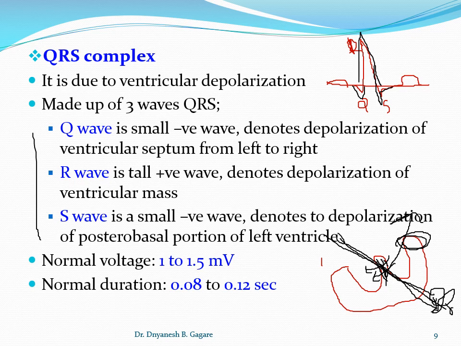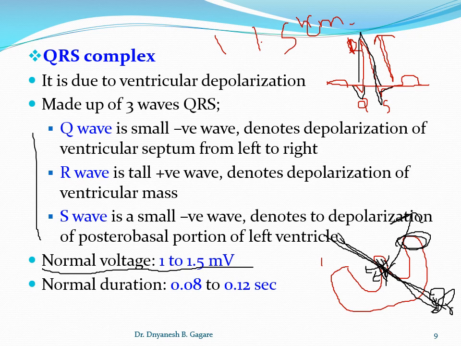Okay, then we'll continue. The normal voltage means particularly the voltage of the R wave. The normal voltage is 1 to 1.5 millivolt. So this is the voltage, this height, how much is it? 1 centimeter to 1.5 centimeter. That means 1 millimeter is equal to 0.1 millivolt. 1 centimeter goes up to 1 millivolt to 1.5 millivolt. Okay, so in this way, this is a normal wave.